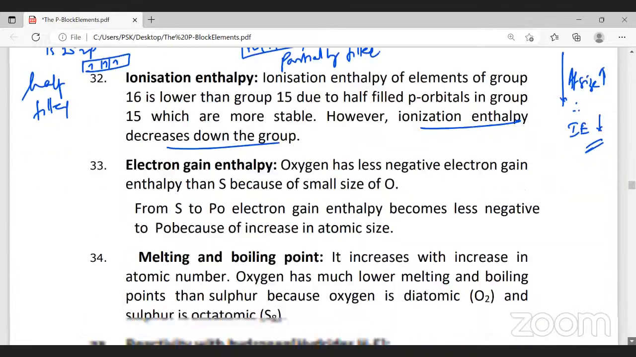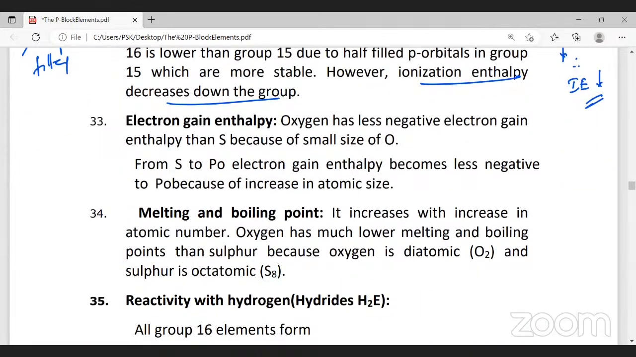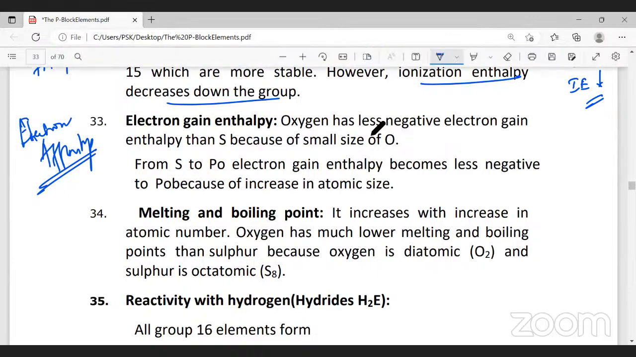Next is electron gain enthalpy. What is electron gain enthalpy? This electron gain enthalpy is also called electron affinity. Energy released when an electron is added to the outermost shell of an isolated gaseous atom is called electron gain enthalpy. Oxygen has less negative electron gain enthalpy than sulfur because of the small size. See, less negative electron gain enthalpy.